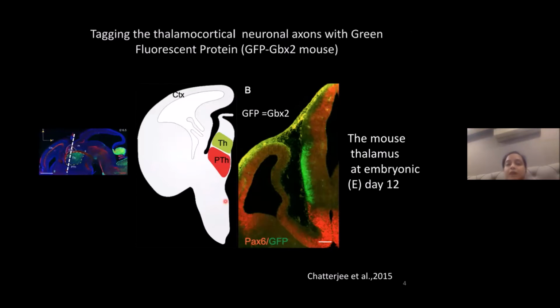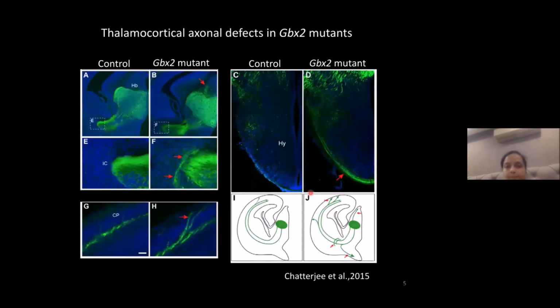That means 12.5 days after it was conceived. And in the cross section, you can see this green area. These are the thalamic cells, that is, the thalamic neurons. They later on will generate processes which will travel to the cortex. What we saw in this particular GBX2 mutant, which still continues to express GFP because the GFP gene is expressed under an IRES, was that these thalamocortical axons did not in fact go to the cortex.